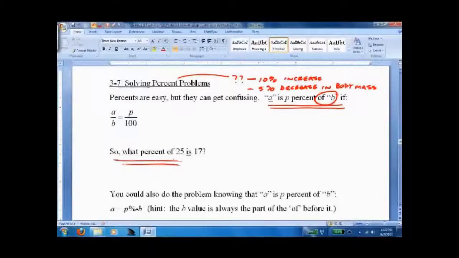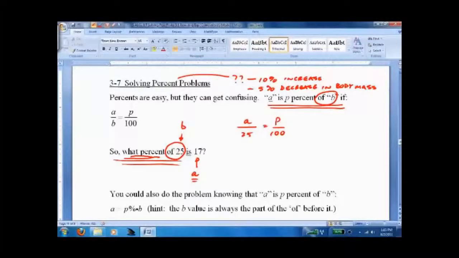So what percent of 25 is 17? Well, I just said of, and whatever's after the of is the B value. So we've got 25 equals, and what percent? Well, P stands for percent, so we don't know that. P over 100, and that means this has to be the A value. So that's how I work those out.